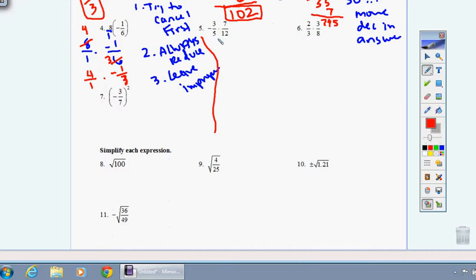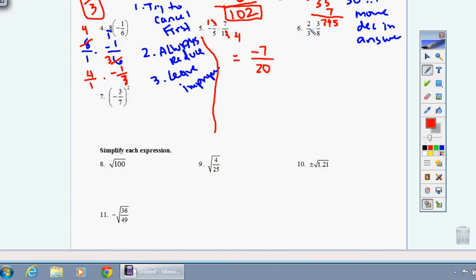I have negative 3/5 times 7/12. Well, again, let's see, is there any way we can reduce this at all? Well, I can't reduce the 3 over 5 or the 7 over 12, but I can reduce the 3 and the 12. Since they're both divisible by 3, I can make that a 1, and I can make this a 4. So now when I multiply across, I'd get negative 1 times 7 is negative 7, and 5 times 4 is 20. So I have negative 7 over 20.